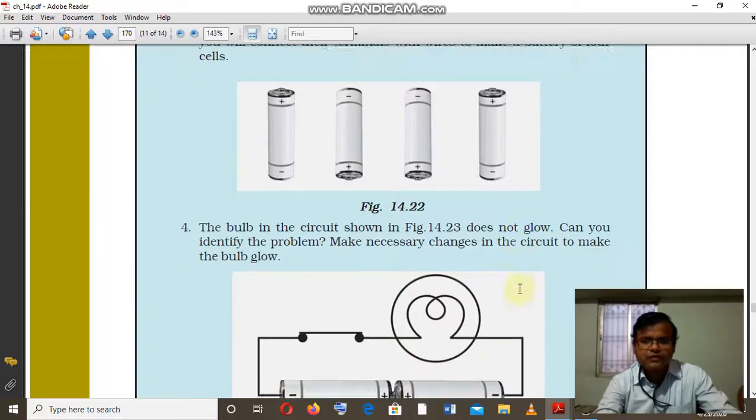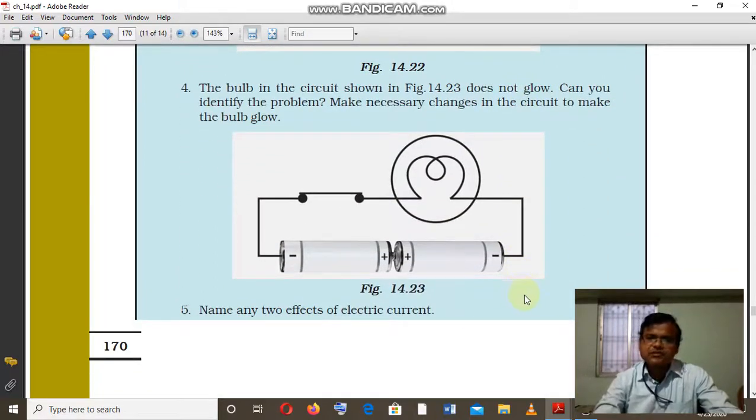Question number 4. The bulb in the circuit shown in 14.23 does not glow. Can you identify the problem? Yes. The problem is that the positive terminals of both the cells are connected together. So you have to change that: the positive of the first cell should be connected to the negative of the other cell.